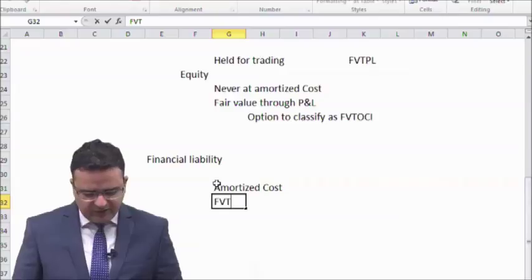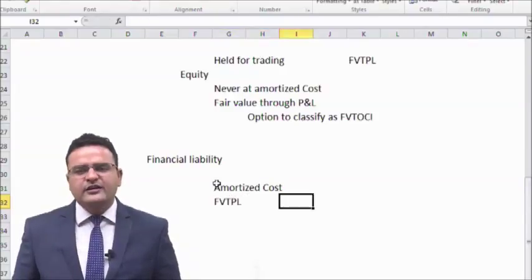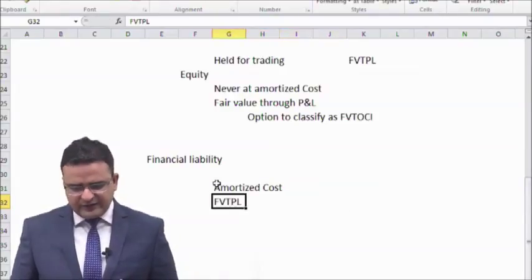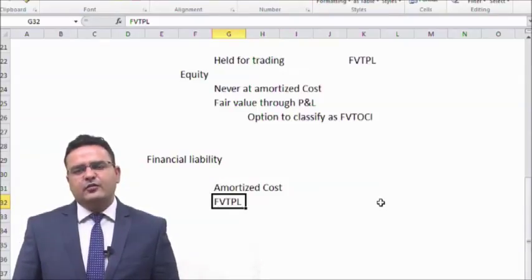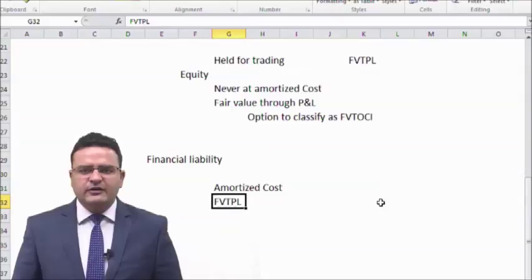Few of them can be at fair value through P&L if you are holding them for trading, and if there is any risk, then depending on the credit risk and depending on the market risk, there is a component which can also be shown as part of fair value through OCI.